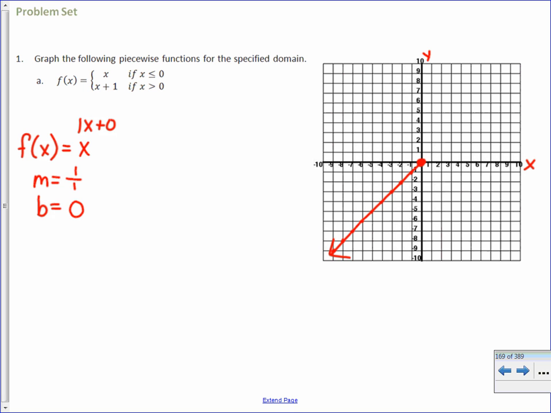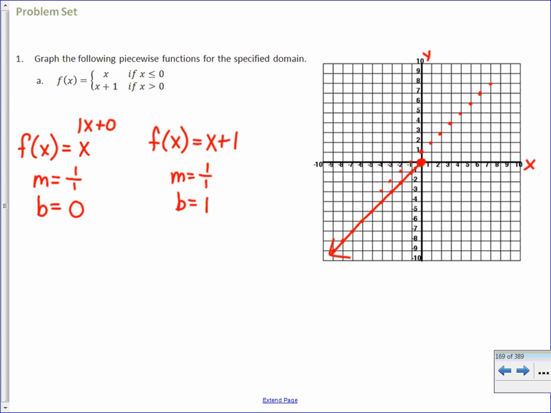Now let me take a look at my next piece. F of x is equal to x plus 1. Again, my slope is going to be 1 over 1. My y-intercept here is at the positive 1. So again, if I went to graph this, I would have a graph that looks like this.